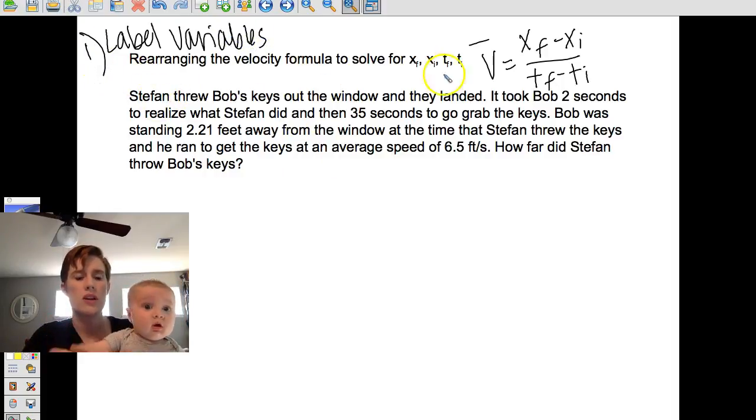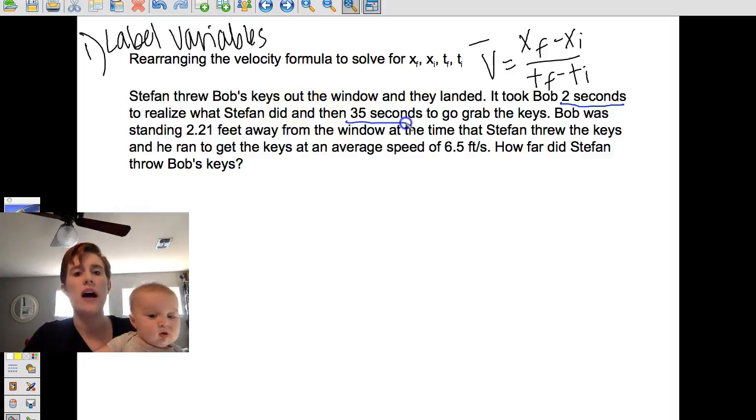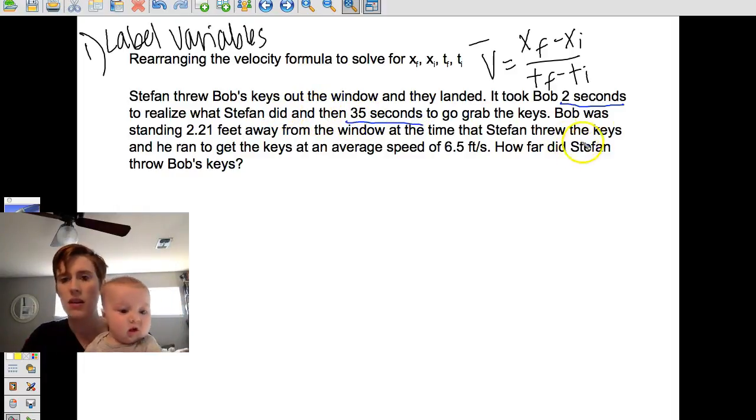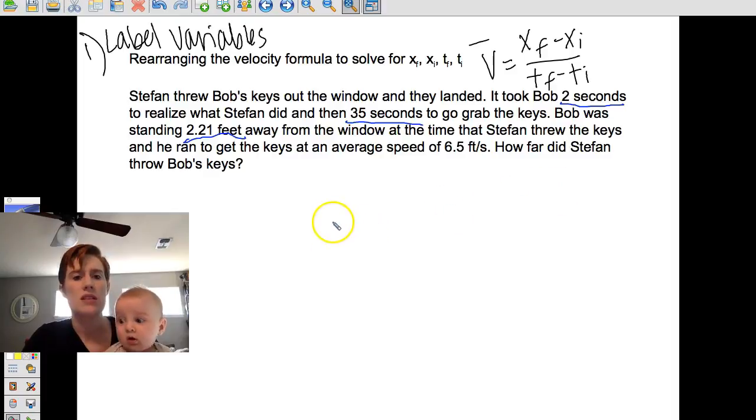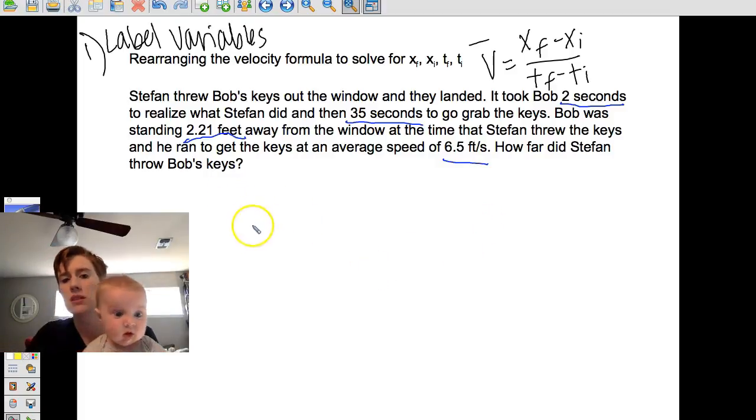So I'm going to go through here and label all my variables, okay? Stefan threw Bob's keys out the window and they landed. It took Bob 2 seconds to realize what Stefan did, and then 35 seconds to go grab the keys. Bob was standing 2.21 feet away from the window at the time that Stefan threw the keys, and he ran to get the keys at an average speed of 6.5 feet per second. How far did Stefan throw Bob's keys?